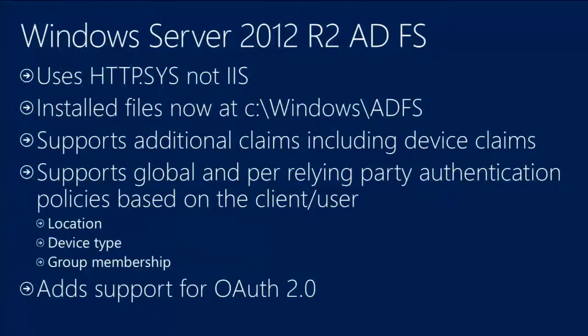OAuth 2 is the sort of federated protocol that we will use to access most of today's RESTful APIs. So REST APIs are probably secured with OAuth 2. It's an authorization protocol, so there's support added for that. When we do a workplace join, we will actually use OAuth 2. If you're publishing out Work Folders through ADFS, it will use OAuth 2. So OAuth 2 is important to us.